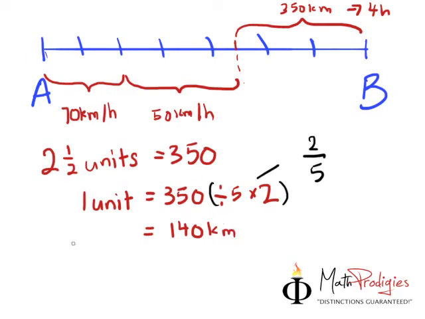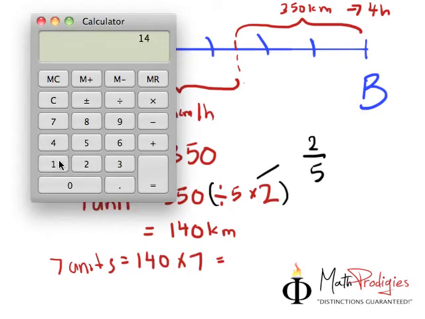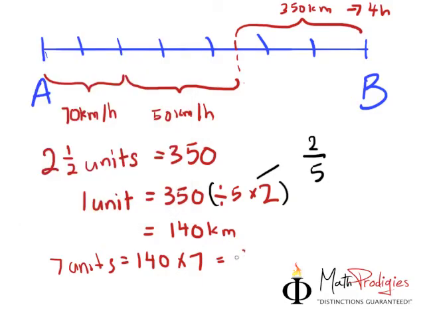How many parts are there? 7 units. So altogether, there are 7 units. Okay, 7 units actually equals 140 times 7 equals what? Let's take our calculator out here. 140 times 7 gives you the answer of 980 kilometers for the whole journey.